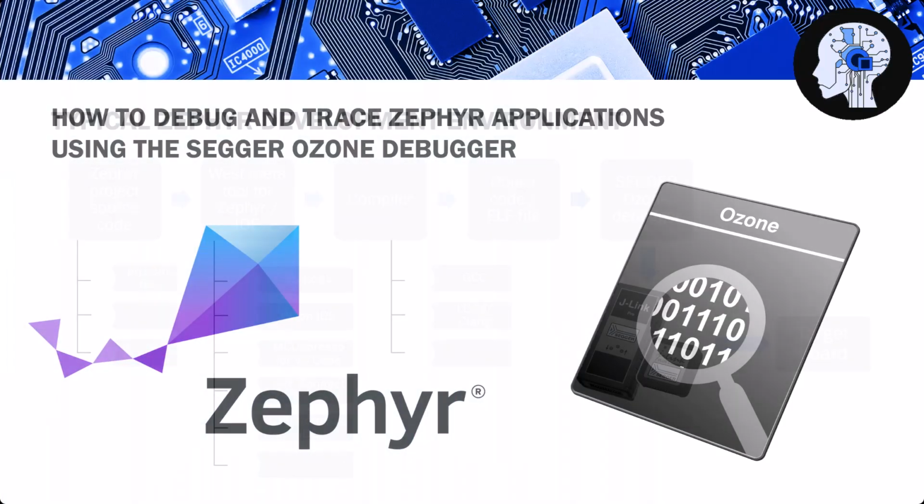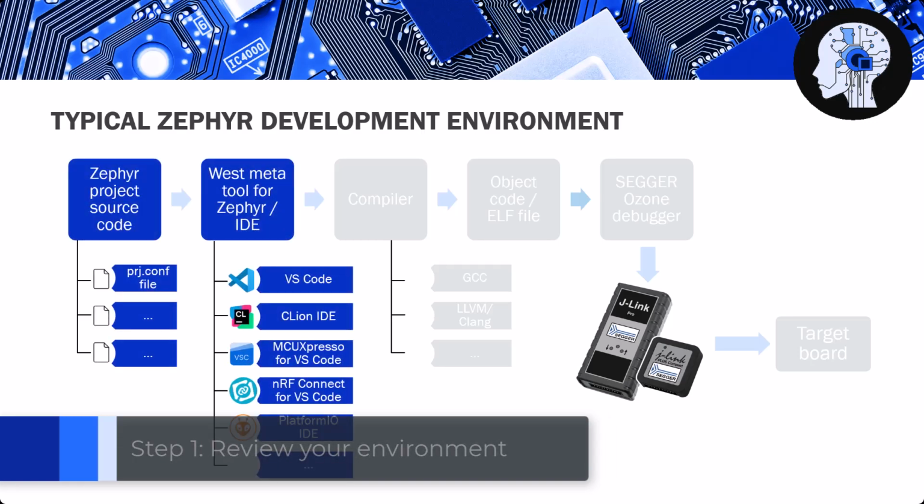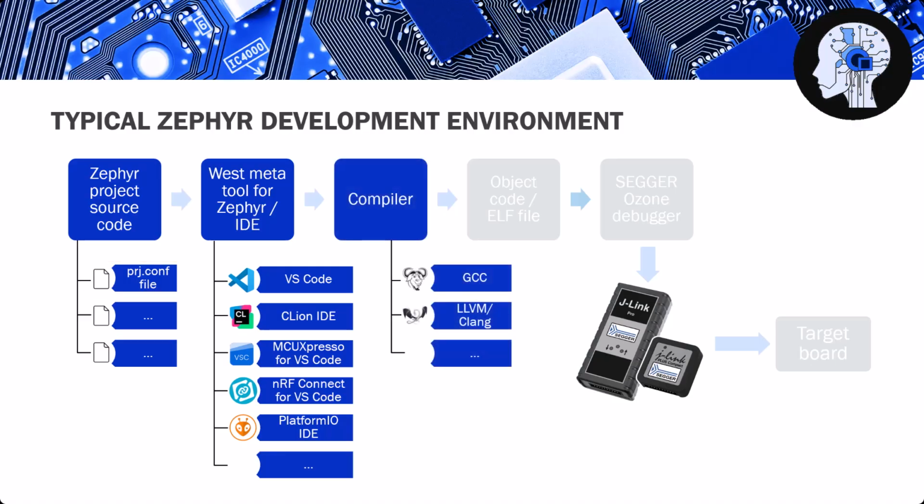Let's get started. First, let's review what a typical Zephyr development environment looks like. Typically, you're developing your Zephyr application using some integrated development environment or via Microsoft Visual Studio Code with some specific extensions, or simply using the West Meta tool for Zephyr. Your Zephyr project most likely has a configuration file called prj.conf, which we're going to talk about in more detail later on. Whenever you build your Zephyr code, you're invoking a toolchain of your choice that supports your target MCU.